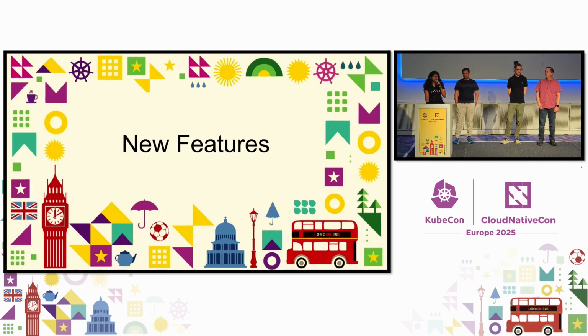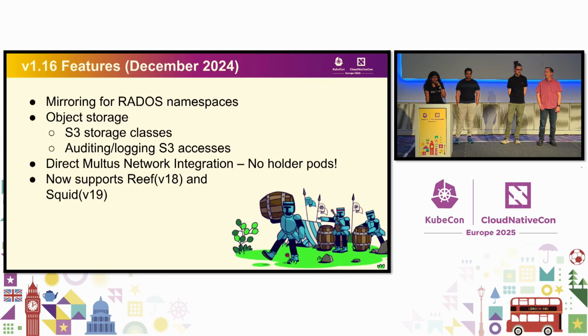Looking into the new features from our recent release in December 2024, 1.16. With this, we have mirroring now available for RADOS namespaces. There were improvements in object storage with S3 storage class improvements, and you can also access audit logs for S3 now. And we have direct Multus network integration, so no more holder pods needed. We also support Reef and Squid Ceph versions.